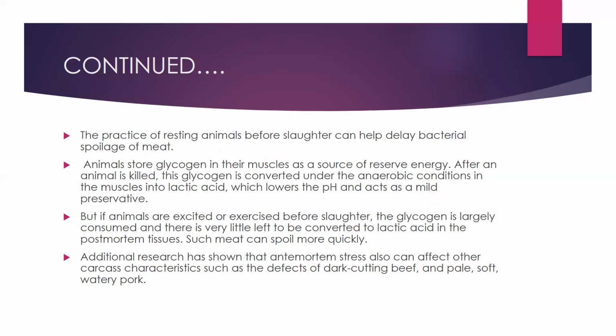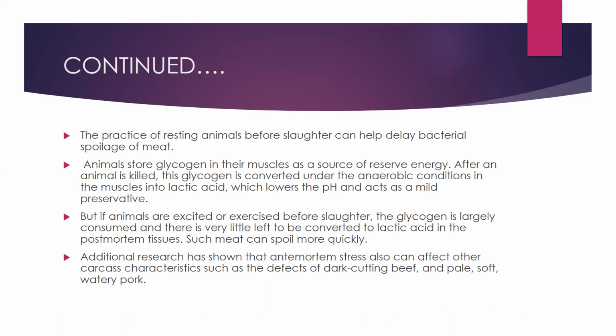So animals store glycogen in their muscles as a source of reserve energy, and as soon as an animal is killed, this glycogen starts converting under the anaerobic conditions in the muscle into lactic acid, and this formation of lactic acid will lower the pH, and it would act as a mild preservative.